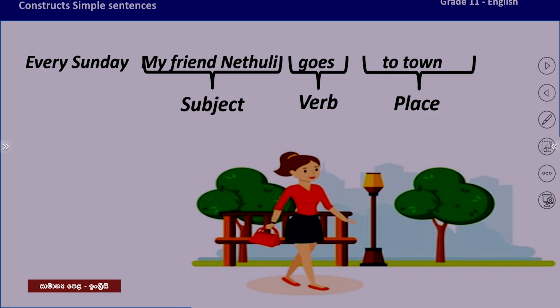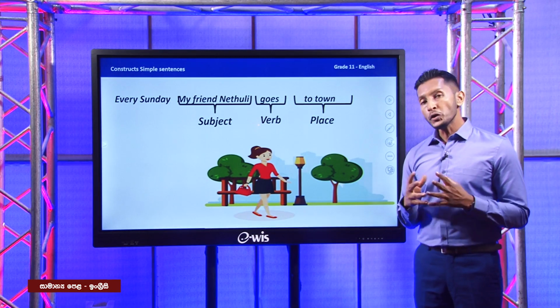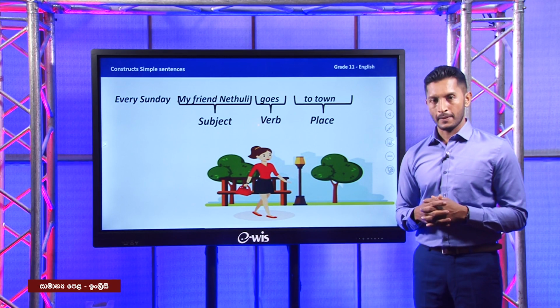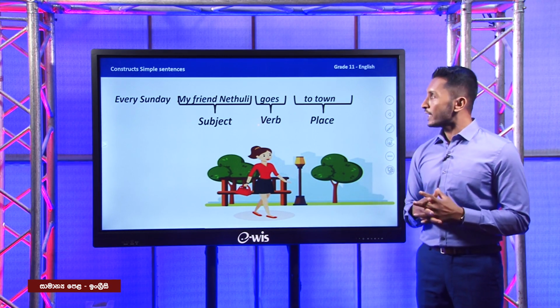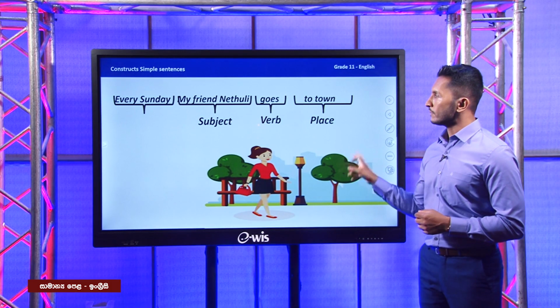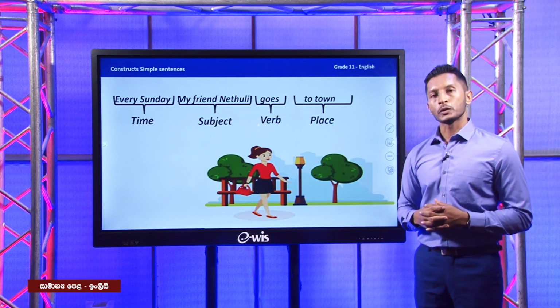So what is the other part? That tells how often she goes to town or when she goes to town. We usually put time phrase at the beginning of the sentence or after the place. You can also say, my friend Netuli goes to town every Sunday. You can place the time phrase at the end of the sentence as well. That part is called time.